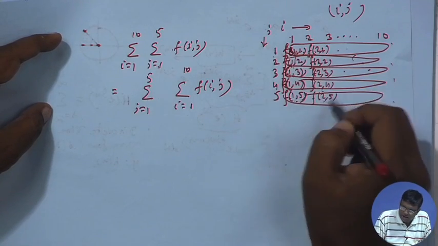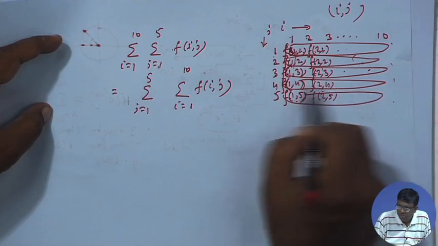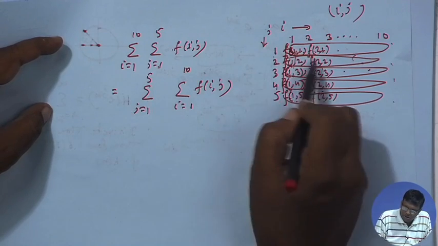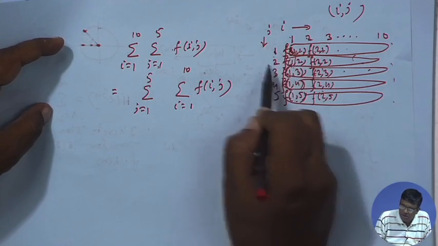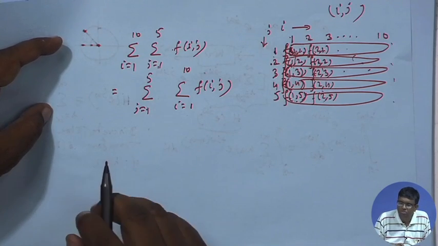So, either you scan like this and complete all the points, or scan this way and complete all the points. If you scan this way, that means first j is fixed, i is varying, then another j, i is varying, another j, i is varying. That is what is happening here. You will get the same result.